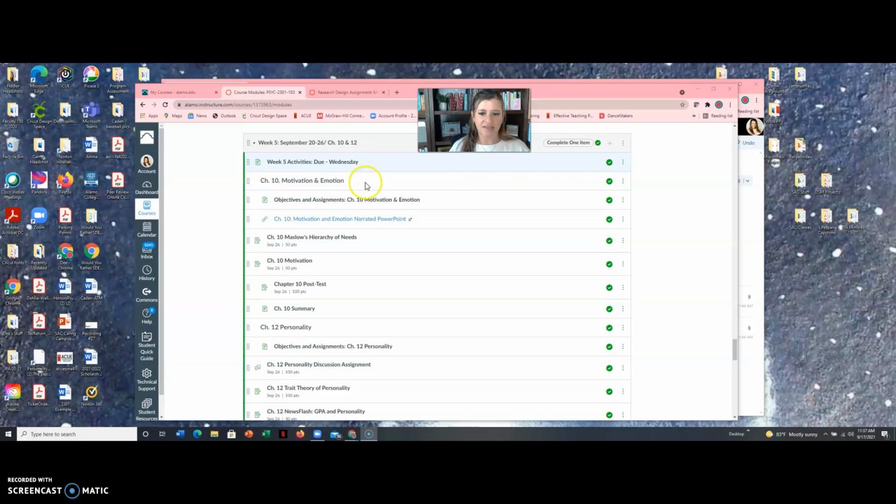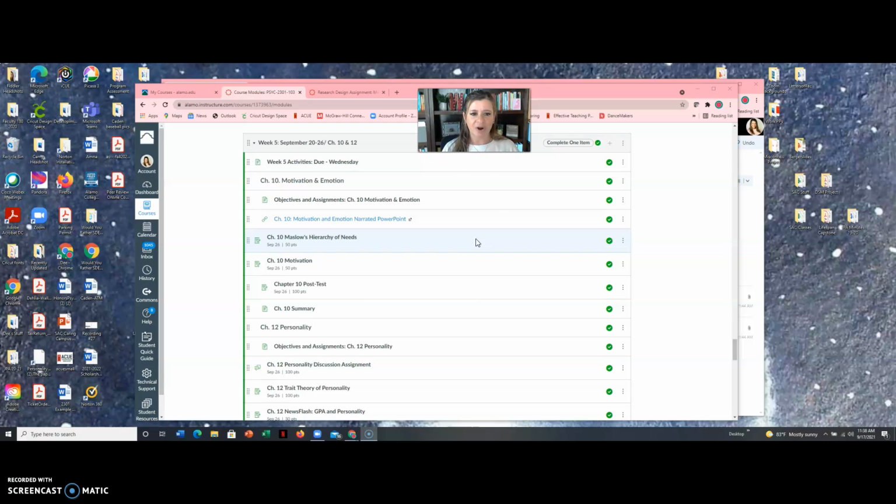So for chapter 10, the chapter is over motivation and emotion. What I really like about this chapter is understanding the psychology behind where individuals' motivation comes from. You'll look at some different theories on motivation, but I think it's also a great chapter where you can take an inward view of yourself and monitor your own motivation. Is it coming from intrinsic or extrinsic? What is your driving force? So I encourage you to really explore your own motivation as you're learning about motivational theory.